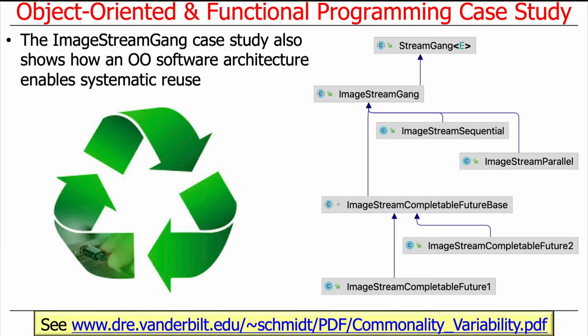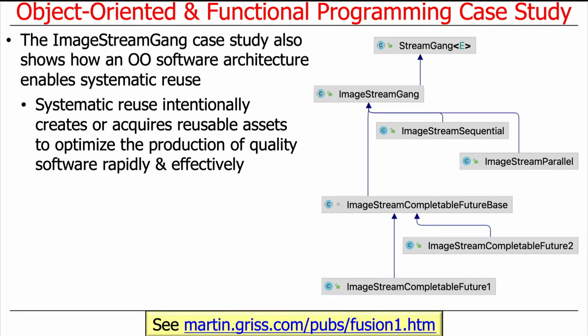The ImageStreamGang case study also shows how an object-oriented software architecture helps to enable systematic reuse, which is an institutionalized, organizational approach to product development in which reusable assets are purposely created or acquired and then consistently used and maintained to obtain high levels of reuse, thereby optimizing the organization's ability to produce quality software products rapidly and effectively.